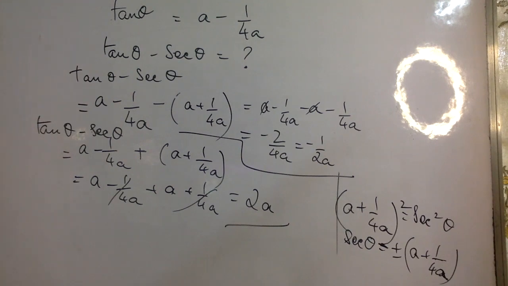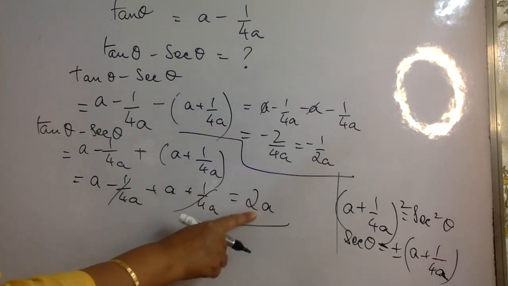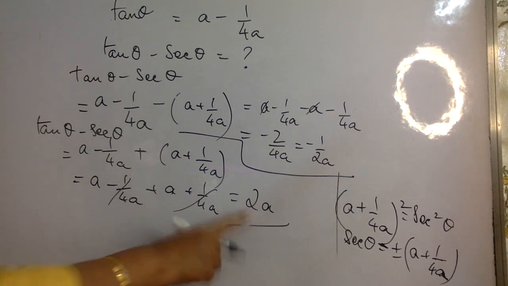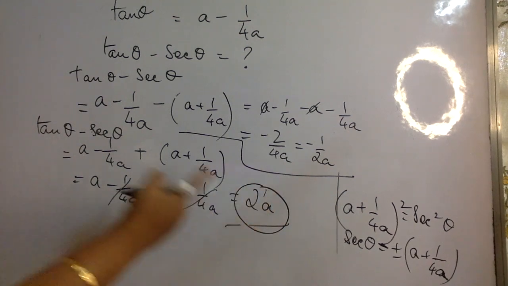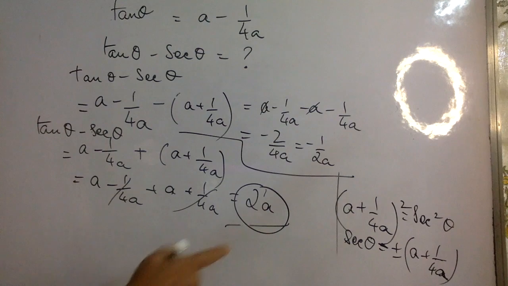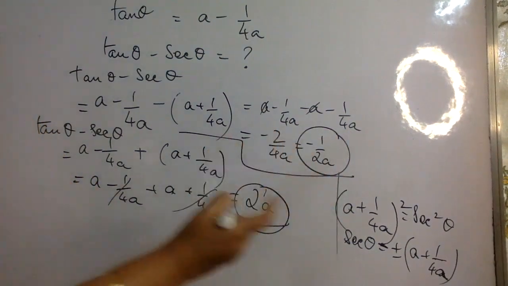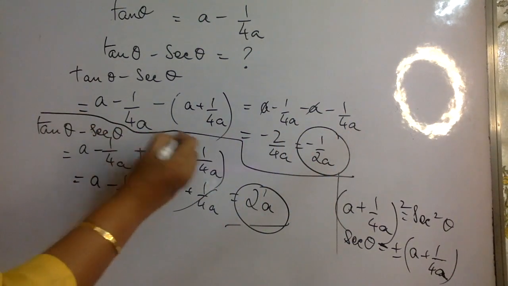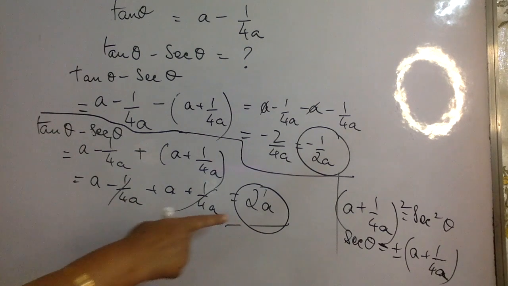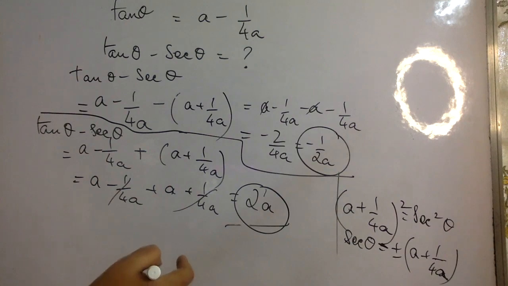So here is one answer of tan theta minus sec theta. Okay, and here is the second answer of tan theta minus sec theta. So these are the two answers of tan theta minus sec theta.